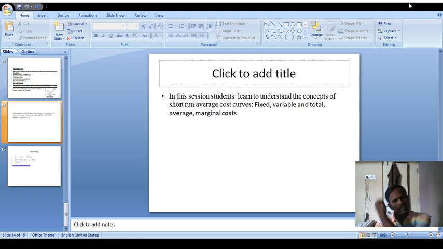So, in this session, students, we understand short-run cost curves.